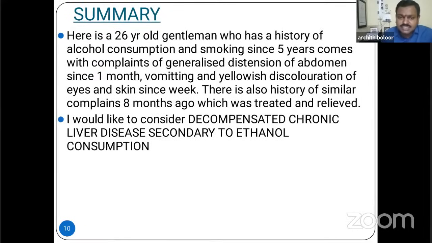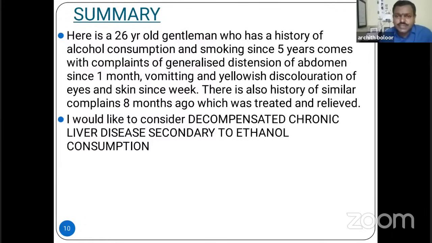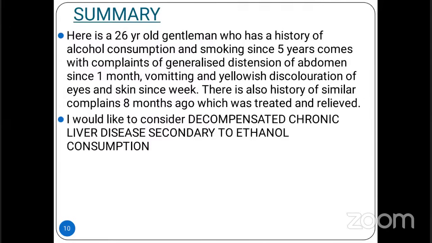Yeah, portal hypertension is a decompensation. That's why we said GI bleed. GI bleed and ascites are features of portal hypertension, so we are not saying portal hypertension as the decompensations. So I think that's the history and diagnosis: acute decompensation of a chronic liver disease, secondary possibly due to alcohol as the etiology, but you would want to rule out other causes also.